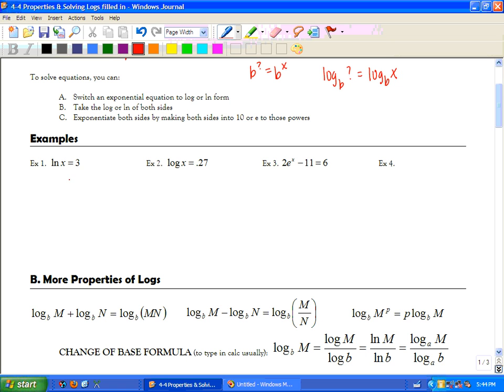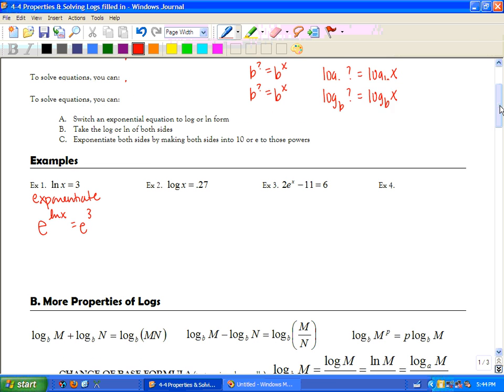For the first example, we have natural log of x equals 3. Personally, I would just switch it to exponential form and solve it, but if we wanted to exponentiate both sides, again, hopefully you remember that e is in the basement of a natural log, so we'd want to take this to the e on both sides, so make it e to the natural log of x equals e cubed.